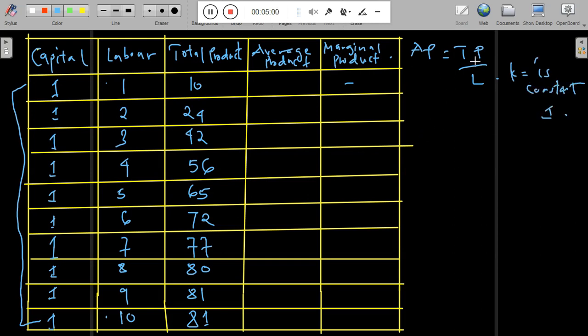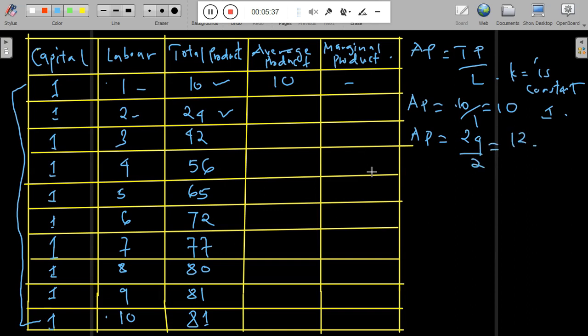As you can observe, in order to find the average product for the first blank, we have 10 divided by 1, where we obtain 10. For the second, the average product is 24 divided by 2, which equals 12. The same applies to 42: we take 42 divided by labor, that is 3. So 42 divided by 3 gives 14.